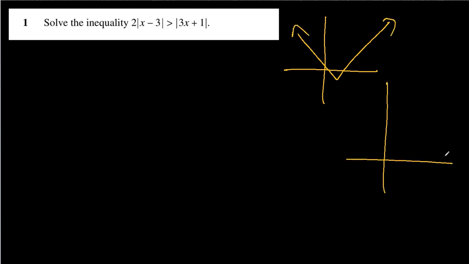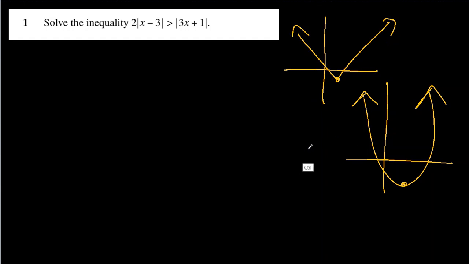Question number 1 is asking us to solve the inequality. There are absolute signs on both sides. So we note that the parent function of absolute value has a graph like this. Similarly, the graph of a quadratic is like this. So they are comparable. Both of them have a vertex. Both of them have the same kind of range and domain.